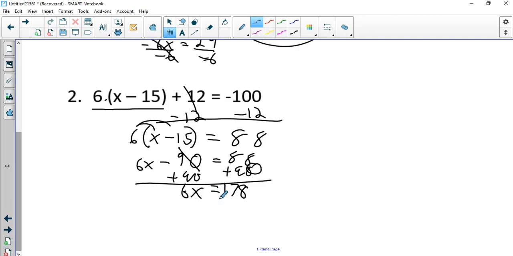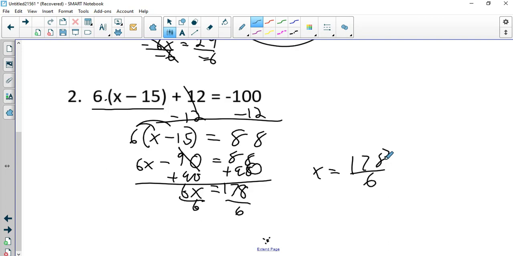And then we're just going to say our answer is... so close. Not working. We're going to divide by 6. And our answer is 178 over 6. If we wanted to, we could convert that into a mixed number by dividing 178 divided by 6, and that would be okay.